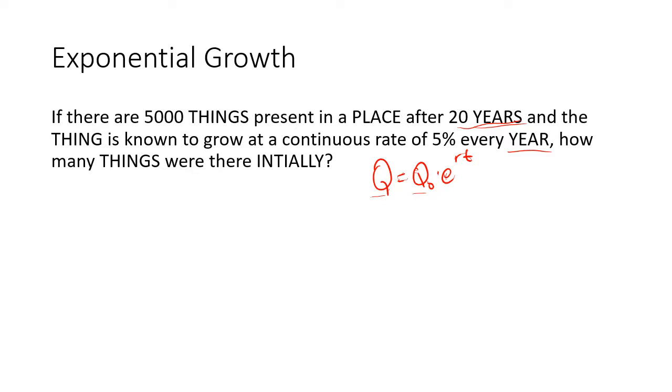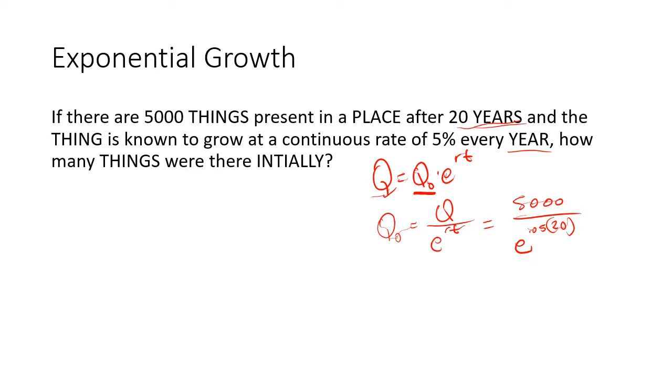So let's figure this out. We're trying to solve here for Q naught. We already have Q, so we could say that Q naught would be equal to Q divided by e to the rt, and then we just plug numbers in. We started with 5,000 things, and we're dividing that by e to the 0.05, which is the growth rate, for 20 years. Okay, so if we do this math here, I actually haven't done this math yet, so let me figure this out.